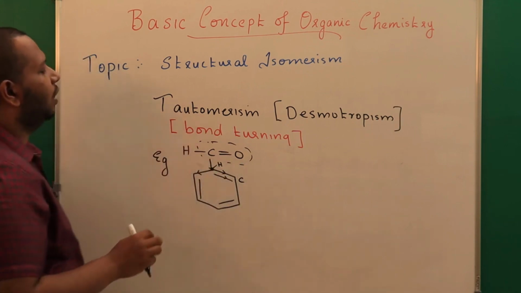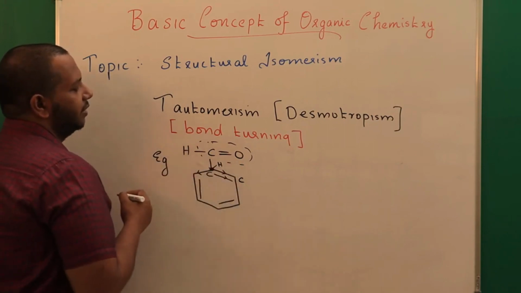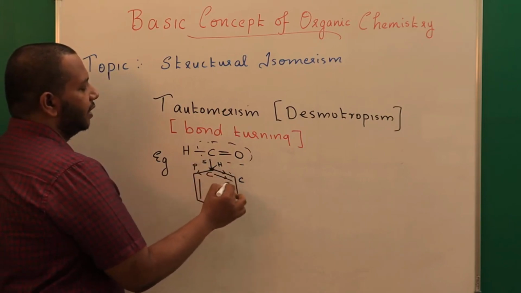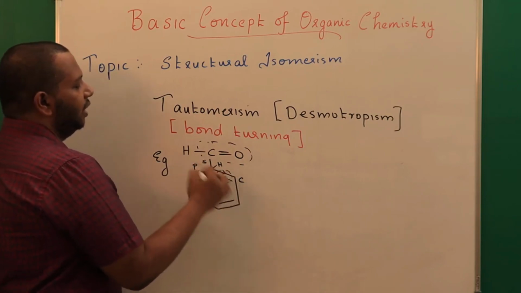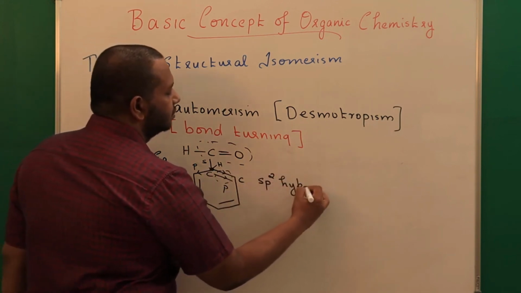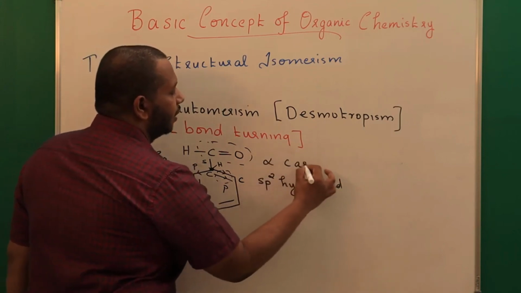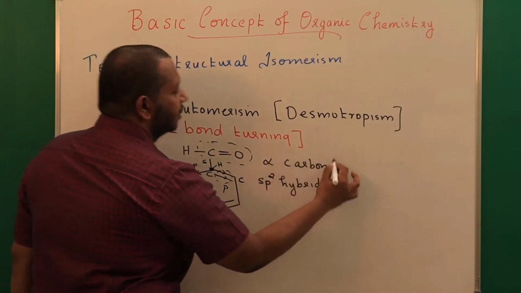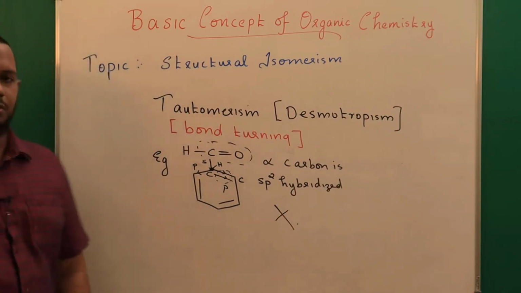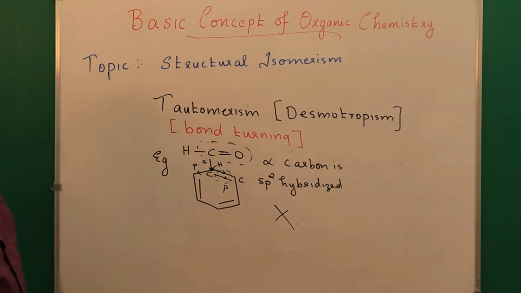But the problem here is, what is the hybridization of this carbon atom? The hybridization of this is S, this is P, and if I take this one together, this is also P, that is, this carbon atom is sp2 hybridized. So that means the alpha carbon is sp2 hybridized. So this compound will not exhibit tautomerism. Understood? So the compound will not exhibit tautomerism. Clear?